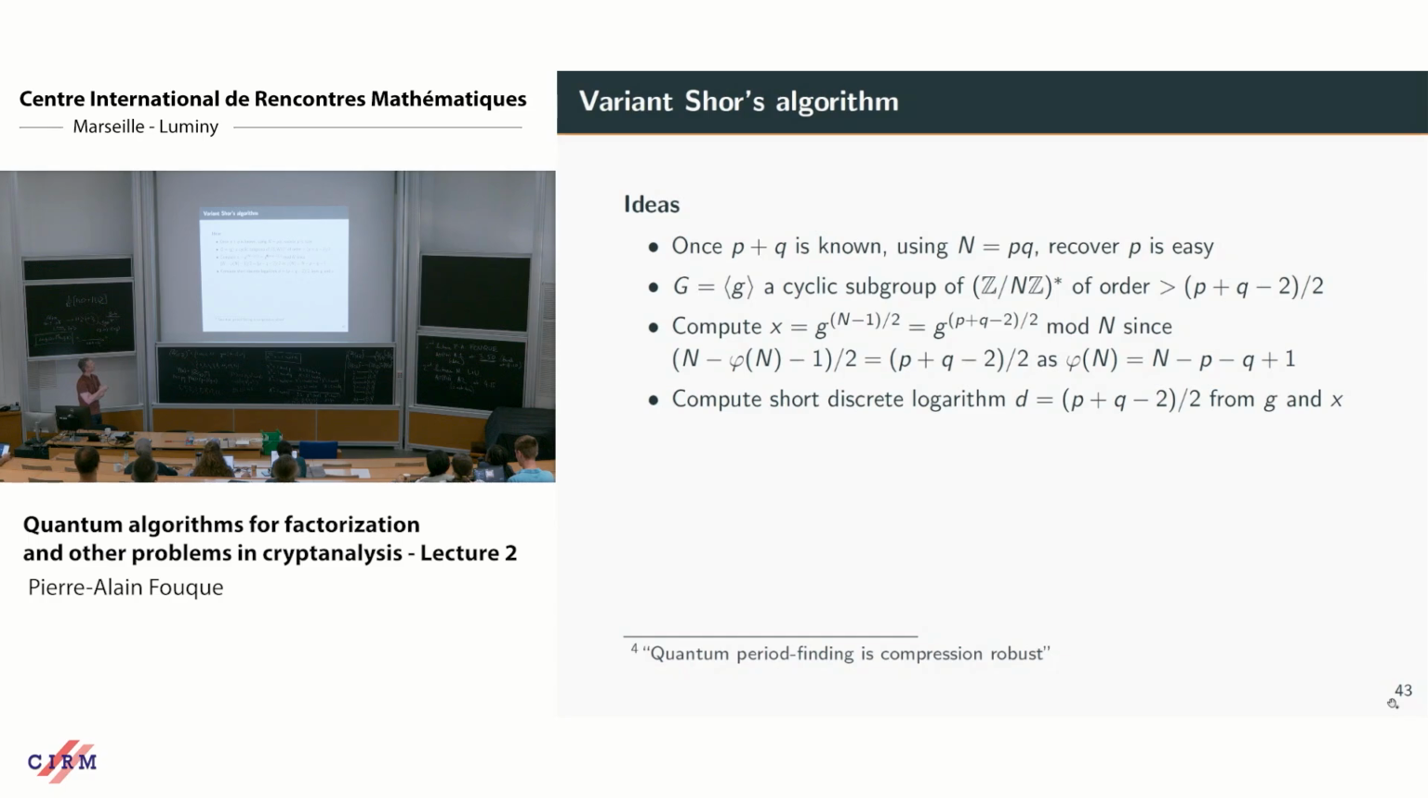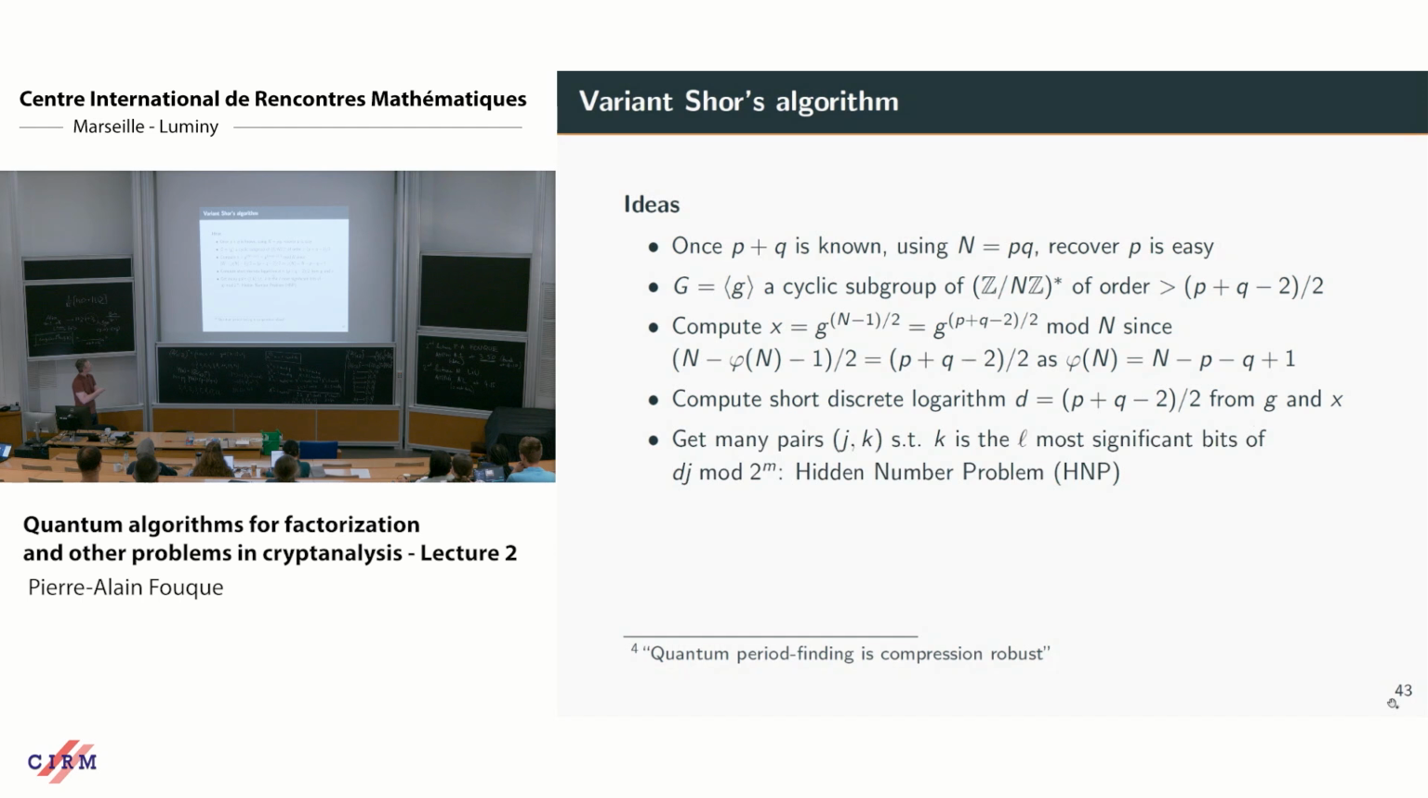Once I have this value, I can recover phi of n, so I have easily recovered p plus q. And once p plus q is known, I can factor. So now I just have to compute this short discrete log, and at the end I have a post-processing stage.